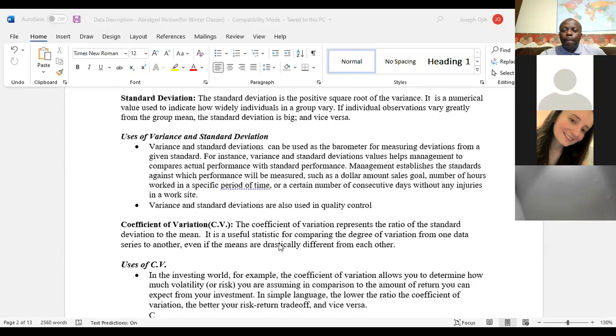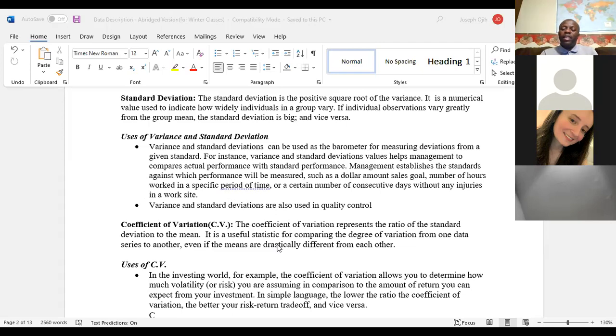I'll give you an example. Suppose you have somebody who lives in New York City and is making $70,000 a year, and somebody who lives in Baltimore City and is making $50,000 a year. One might think that the person in New York is richer than the person in Baltimore City.